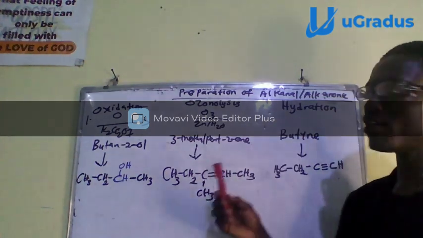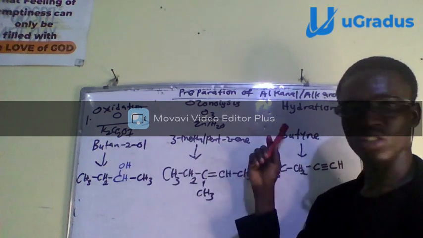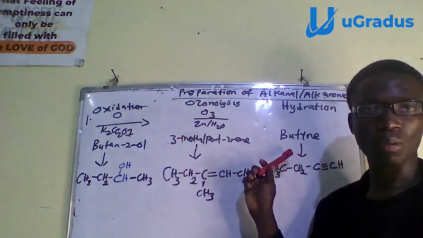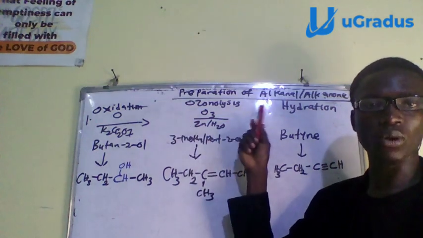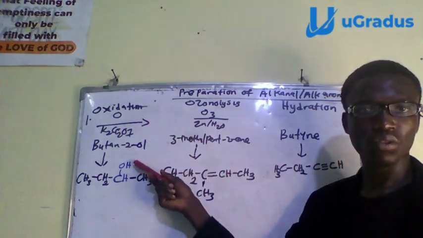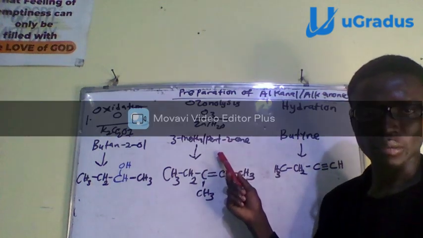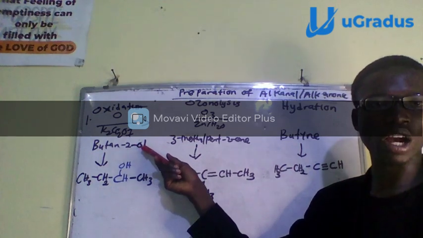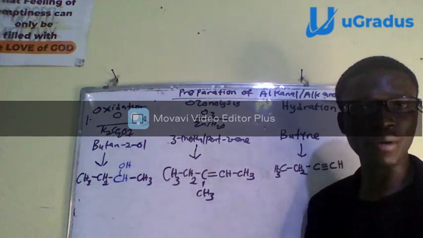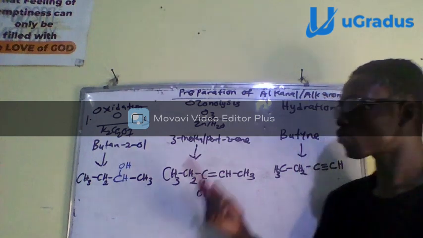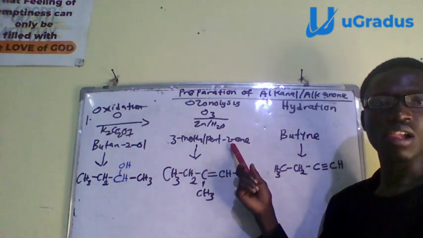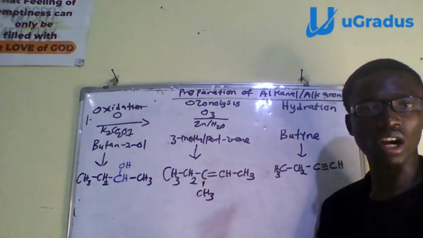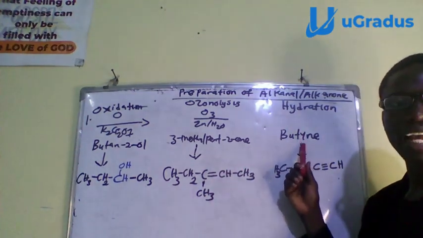These are three different reactions, three different actions that must be done on three different precursors. When you want to get alkanal or alkanone, you oxidize alcohol, you ozonolyze alkene, then you hydrate alkyne. For oxidation, you need alcohol, be it primary, secondary, or tertiary. For ozonolysis, you need alkene to serve as your precursor. Then for hydration, you need an alkyne.